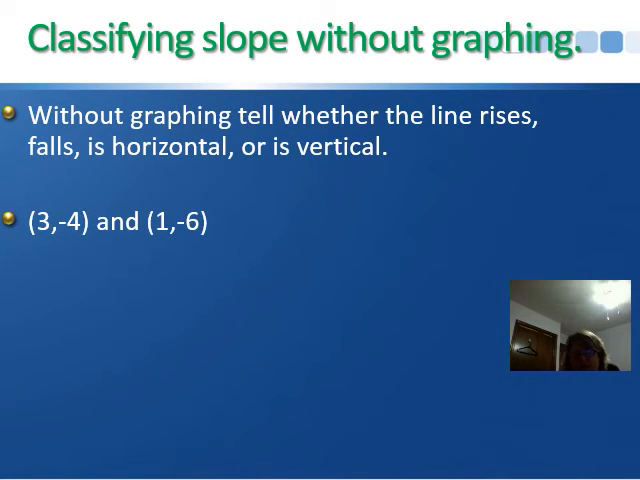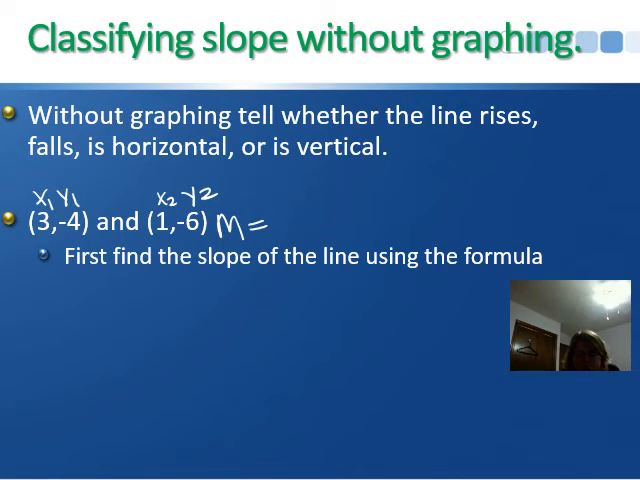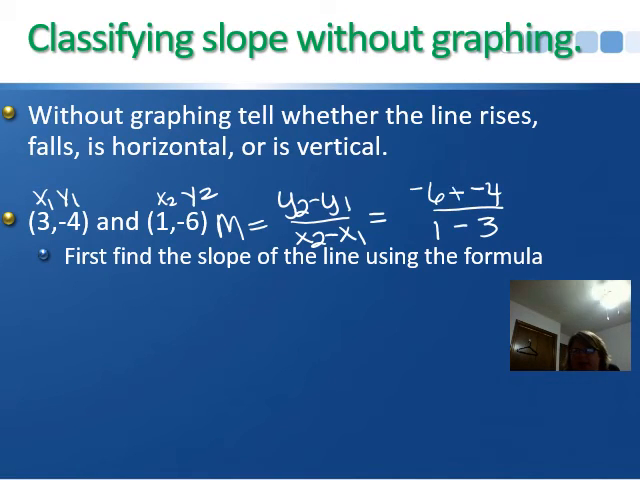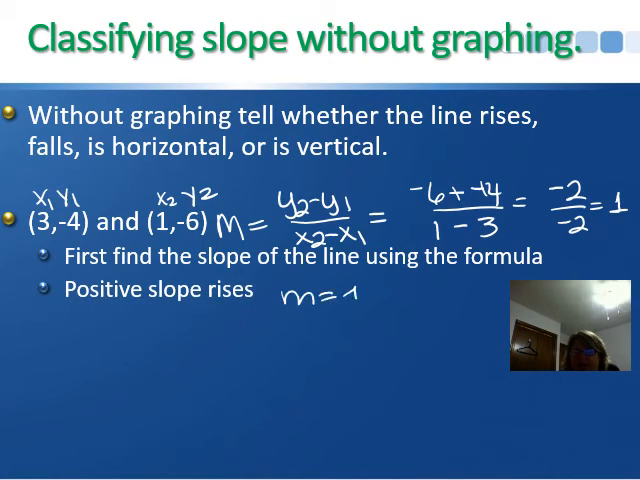Well, we use the slope formula. So m is equal to y sub 2 minus y sub 1 over x sub 2 minus x sub 1, with x sub 1, y sub 1, x sub 2, y sub 2. We're going to find the slope. So I'm going to get negative 6 minus negative 4 over 1 minus 3. Minus a negative means plus positive. Negative 2 over negative 2, which equals 1. So that's positive, right? M equals 1, which means that it rises from left to right.